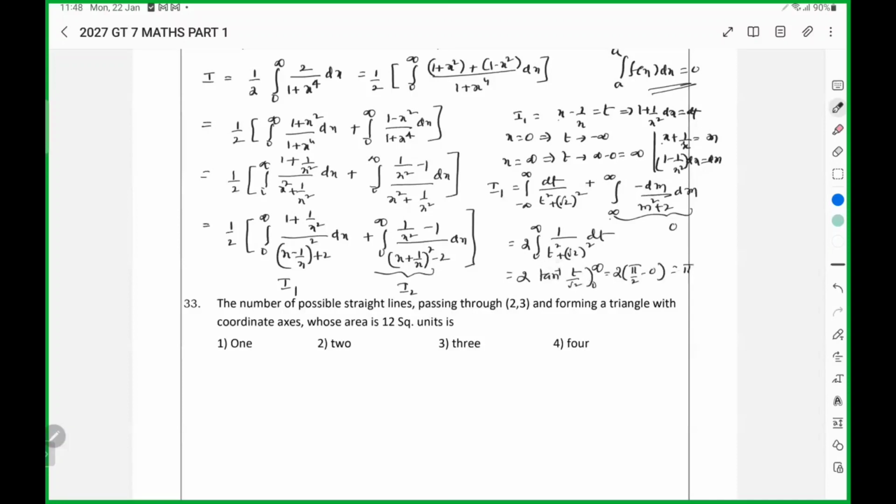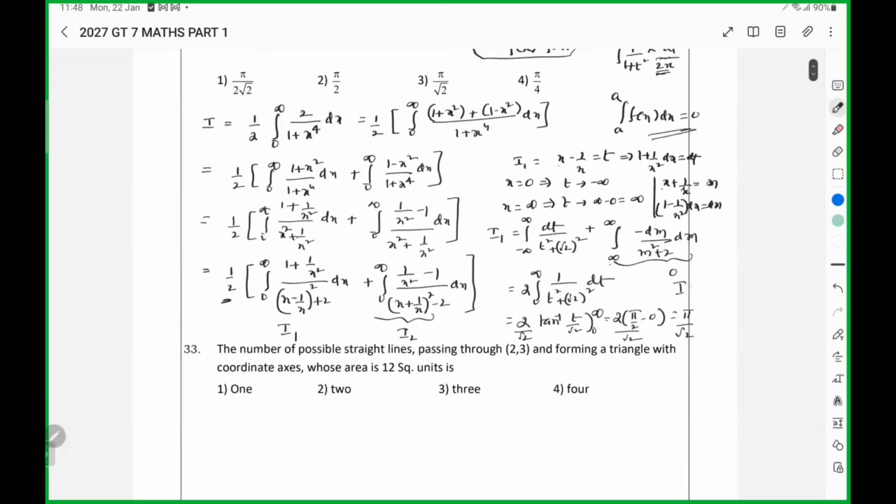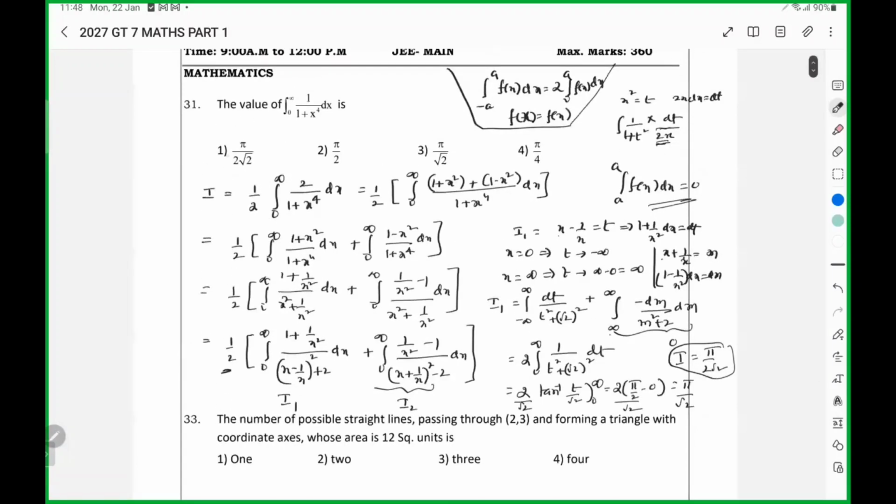The integral of 1 by x square plus a square is 1 by a tan inverse x by a. It is pi by root 2. But a half is there. The final answer I will be pi by 2 root 2. This is the answer.